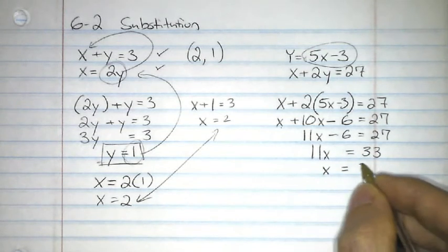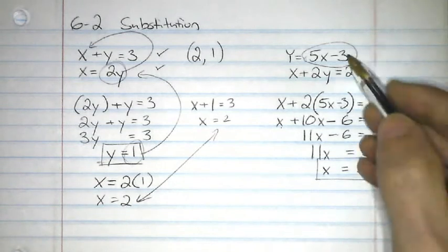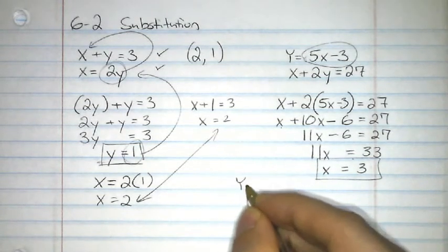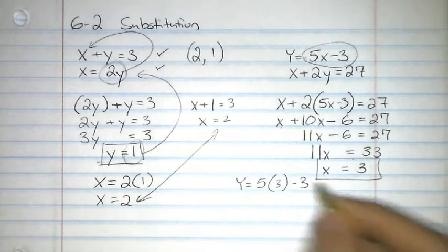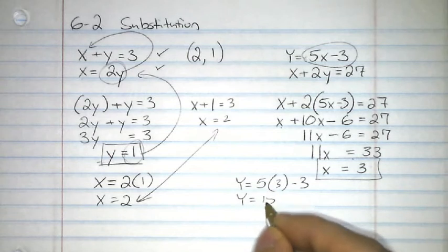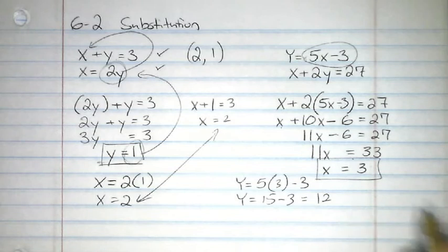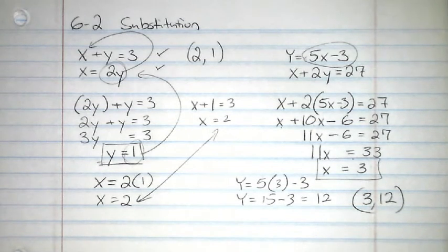Now that I know what my x equals, again, I can substitute it into either equation. It doesn't matter. I guess let's choose the first. y equals 5 times x, which we know is 3, minus 3. 5 times 3 is 15, so y equals 15 minus 3, and 15 minus 3 is 12. So my solution set, x equals 3, and y equals 12. And if you can do that, you should be pretty set for this section.